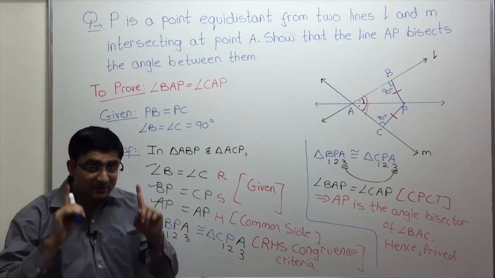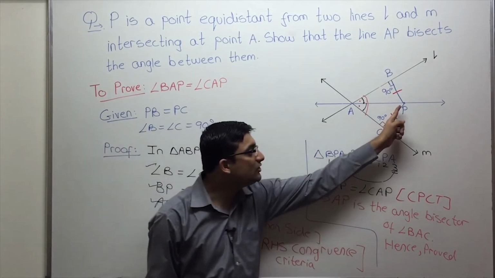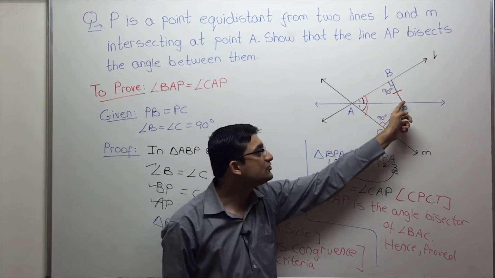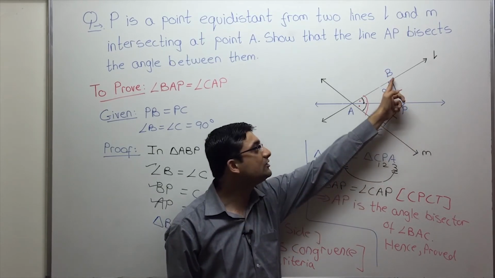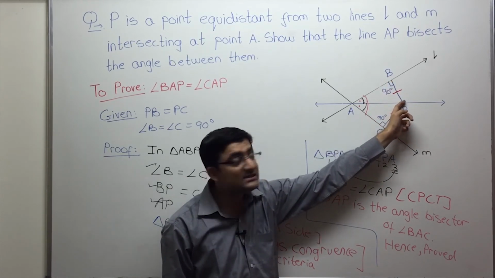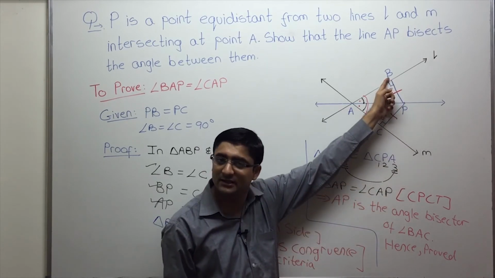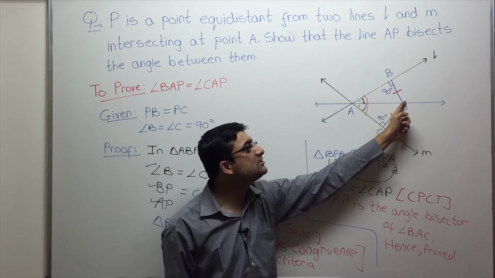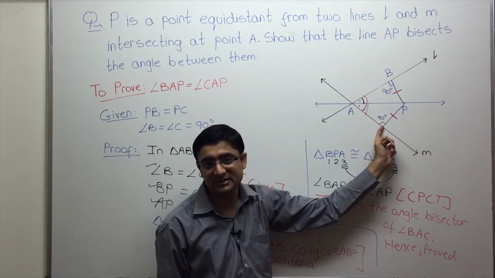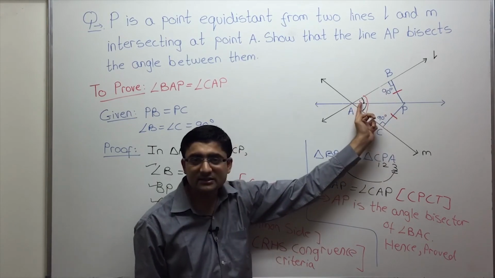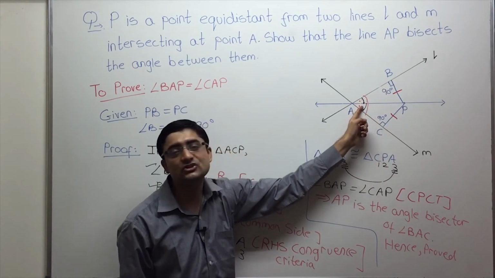So let me do a recap. A very important thing: whenever you want to find the distance of a point from a line, it is always the perpendicular distance. So drop a perpendicular from the point onto the line. So here we're given the point P is equidistant from L and M. That means the distance of point P from line L, that is PB, is equal to the distance of point P from line M, that is PC. Next, these two angles are 90 degrees. We have to show AP is the angle bisector. That means we basically have to show these two angles are equal.